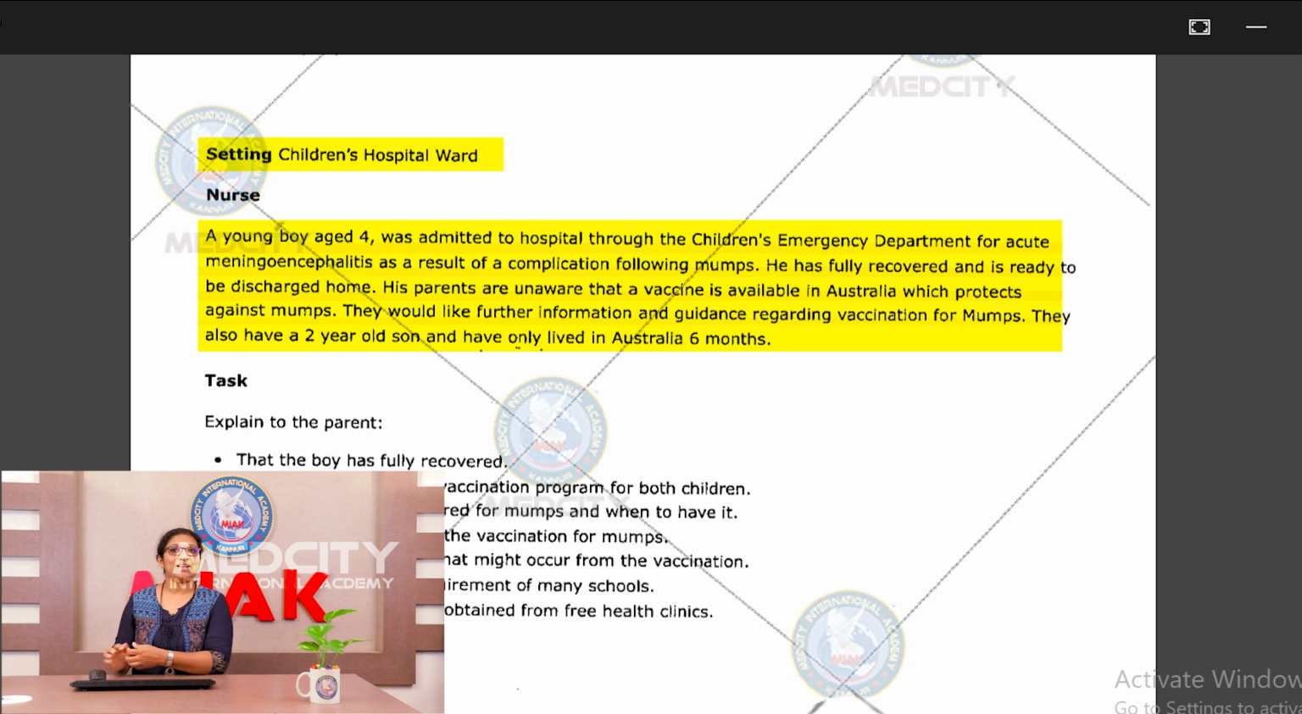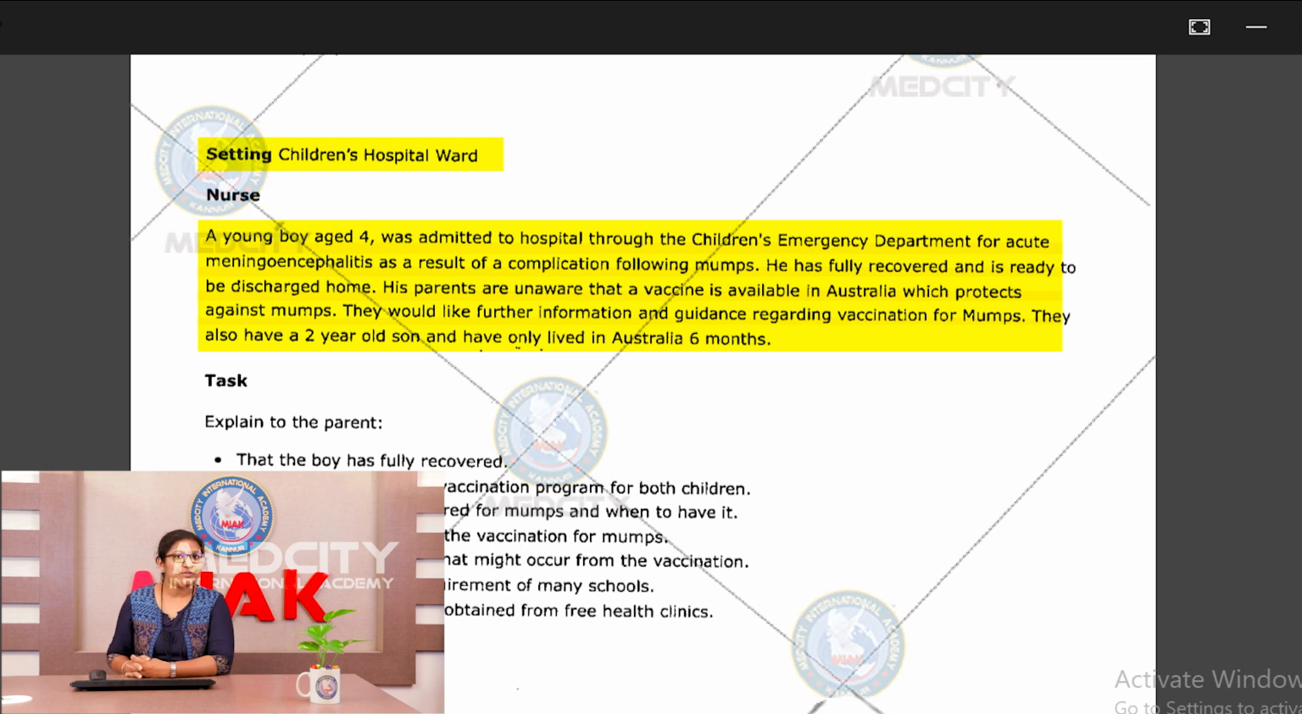Okay, so here your patient is a young boy aged 4, but here you're trying to convince his parents, probably empower his parents and help them be aware of the child's situation and how they can further manage the child. Yeah. So his parents are unaware that a vaccine is available and probably even giving information about how such vaccines can be taken, especially for the other child who's 2-year-old, so that they can ensure that their second child does not have the same problems as their first child.